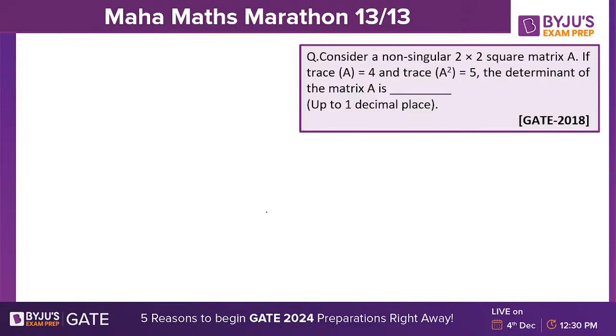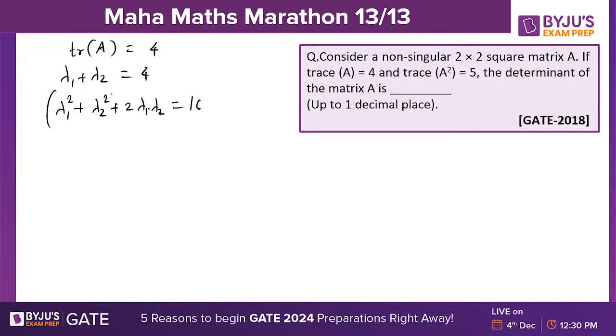We are having a 2 cross 2 square matrix A. Trace of A is 4. Trace of A means sum of eigenvalues. Square this: lambda 1 square plus lambda 2 square plus 2 lambda 1 lambda 2. 4 square is 16. Now what they have given is trace of A square.